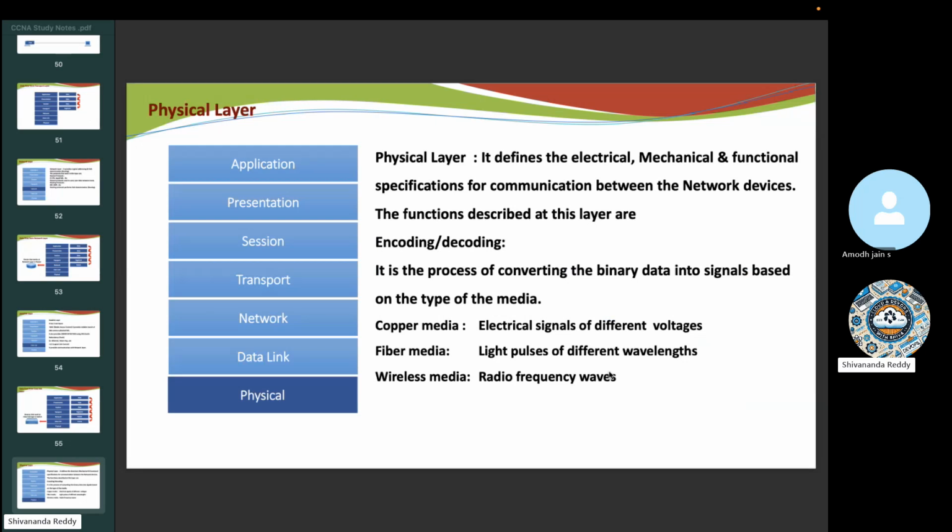Finally, the last one, physical layer. The physical layer defines the electrical, mechanical and functional specifications for communication between network devices. The functions described at this layer are encoding and decoding. It is the process of converting binary data into signals based on the type of media. For example, copper media, electrical signals of different voltages; fiber media, light pulses of different wavelengths; wireless media, radio frequency waves. Like this, the physical layer majorly deals with physical components, mainly wires.